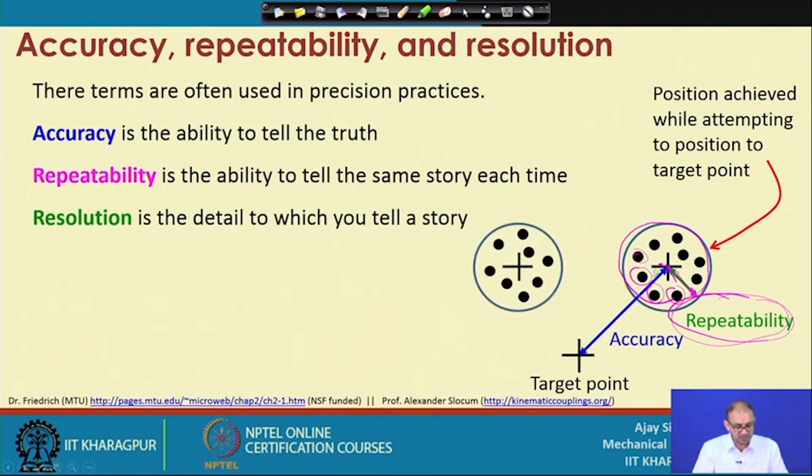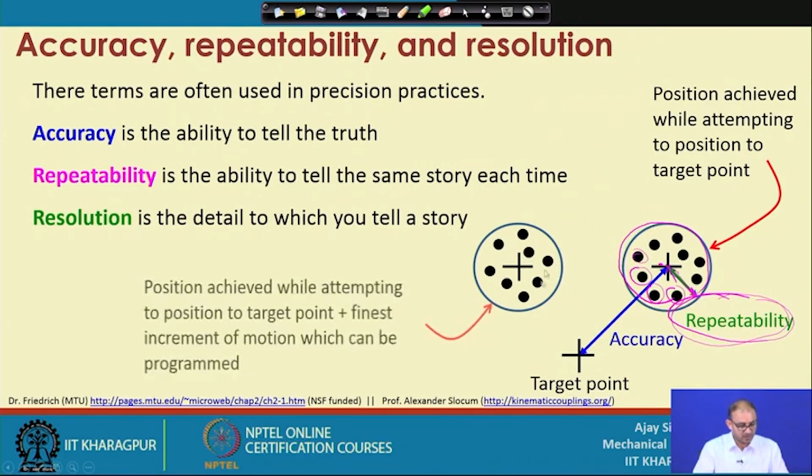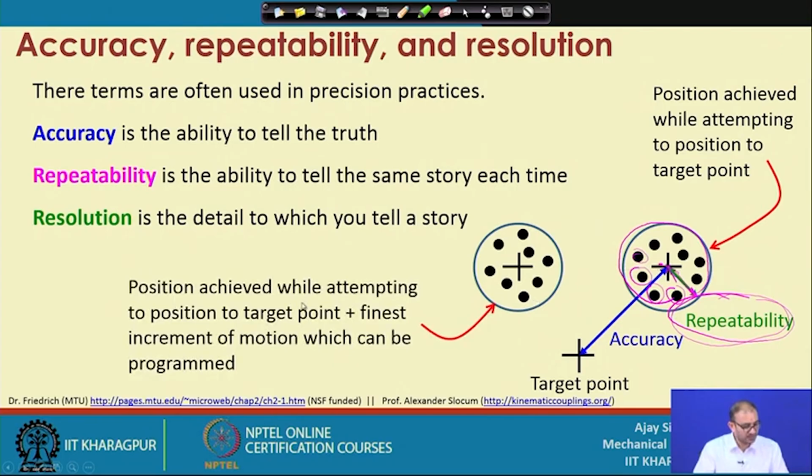Now, once this part is over, suppose you have done a lot of readings here, you are changing the component and then doing the same operation, then you are getting some other location. By chance you are not getting the same location. So, what is this thing? Same thing again: the position achieved while attempting to position to a target point, plus the finest increment of motion which can be programmed, correct. Now, this is the one thing you are getting in the first operation. In the next operation, you are not going to this location, but by chance you reach this location. So, now this is also different from this part.